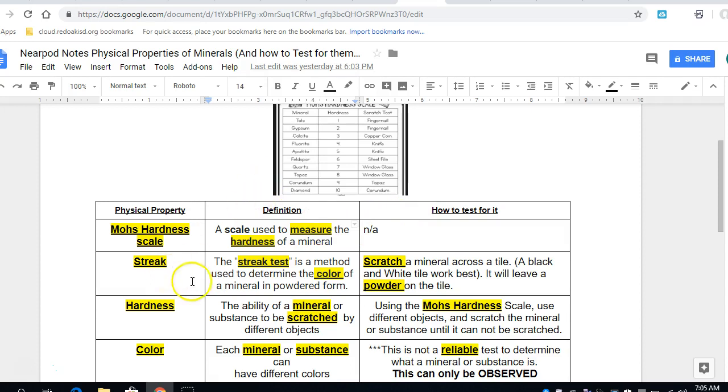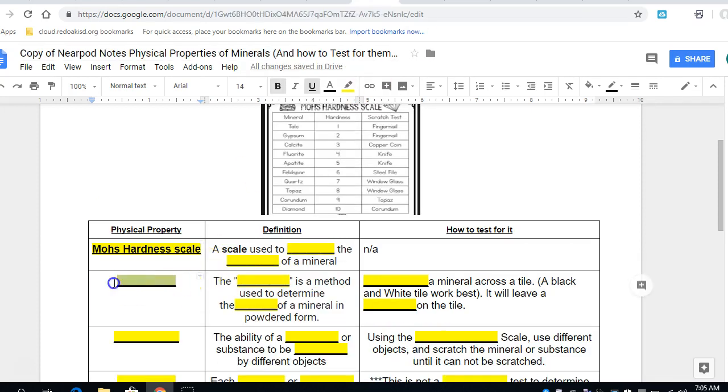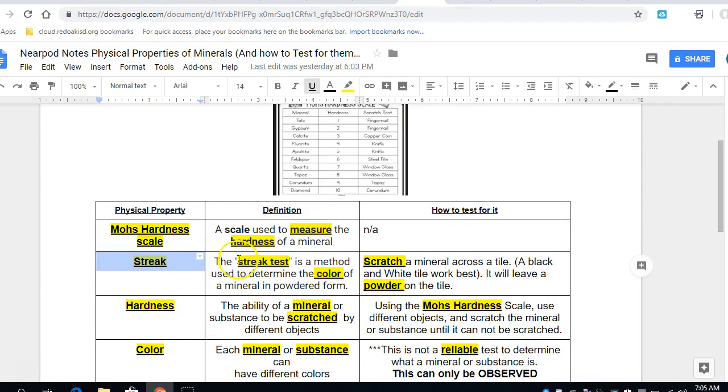So the first physical property that you can test for is streak, and that's going to go here on your notes. We're on the second one now. Streak is a test, and it is the method used to determine the color of a mineral in a powdered form. What you would do is take your mineral and have a tile, preferably a black one and a white one.